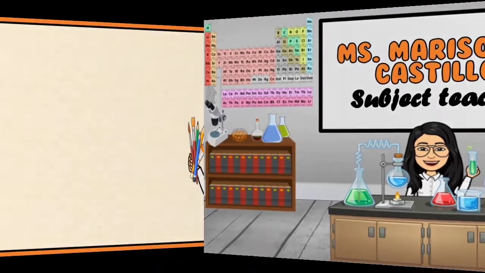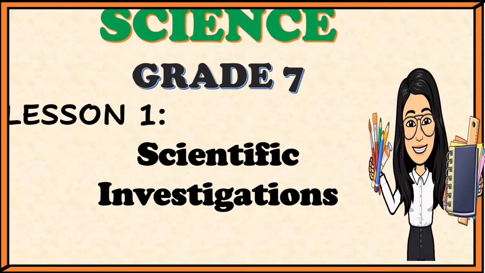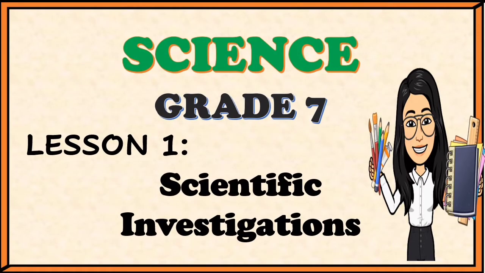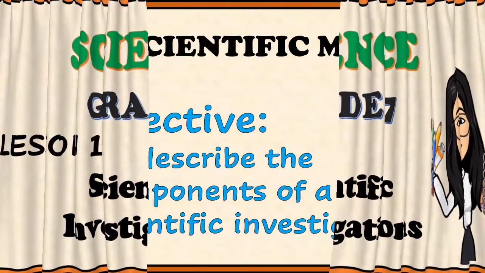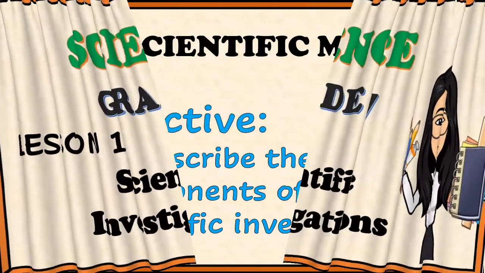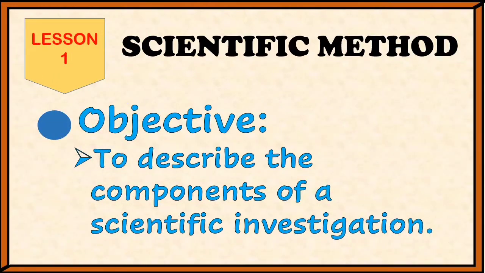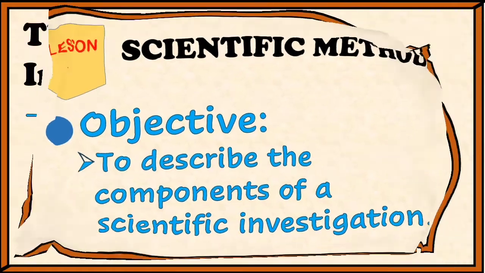Our lesson for today is Science Grade 7, Lesson 1, the Scientific Investigation, particularly focusing on scientific method. For this lesson, you are expected to describe the components of scientific investigation. Okay, so let's start.